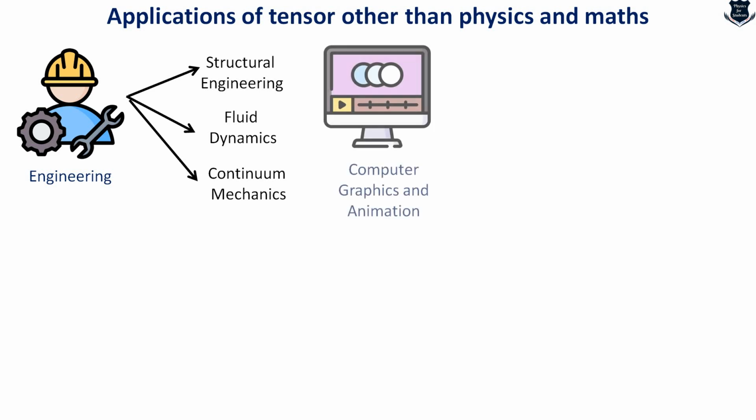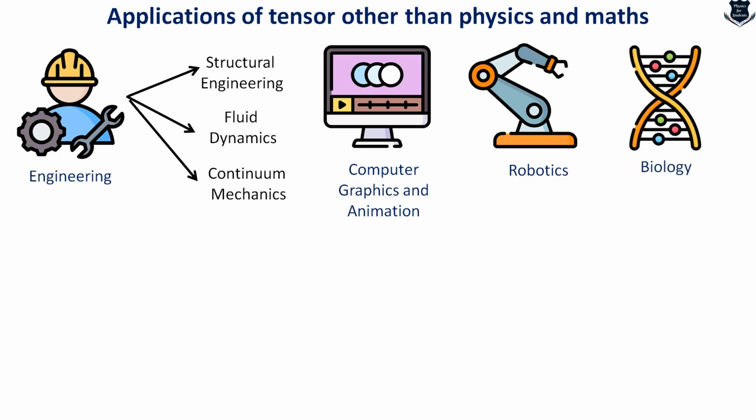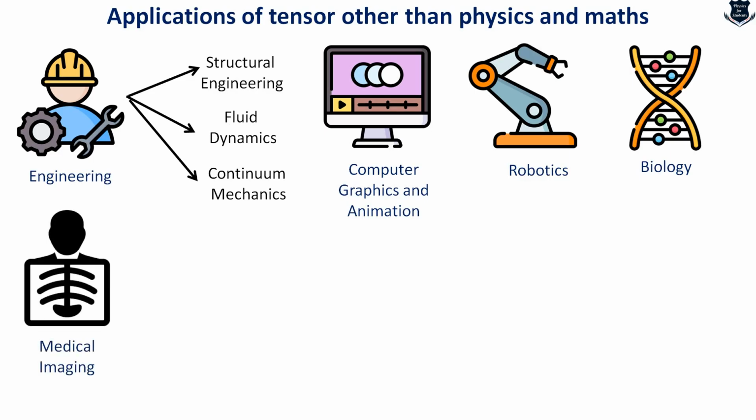You can also find a lot of applications in computer graphics, because transformations are tensor operations used in rendering 3D scenes, simulating lighting and animating objects. Robotics, yes, uses tensor-based kinematics for describing orientation and deformation. Biology: modeling, biomechanics, and protein structure analysis are being used. Medical imaging: diffusion tensor imaging, DTI, models how water molecules diffuse in tissues. It helps to visualize nerve fibers and the brain successfully.